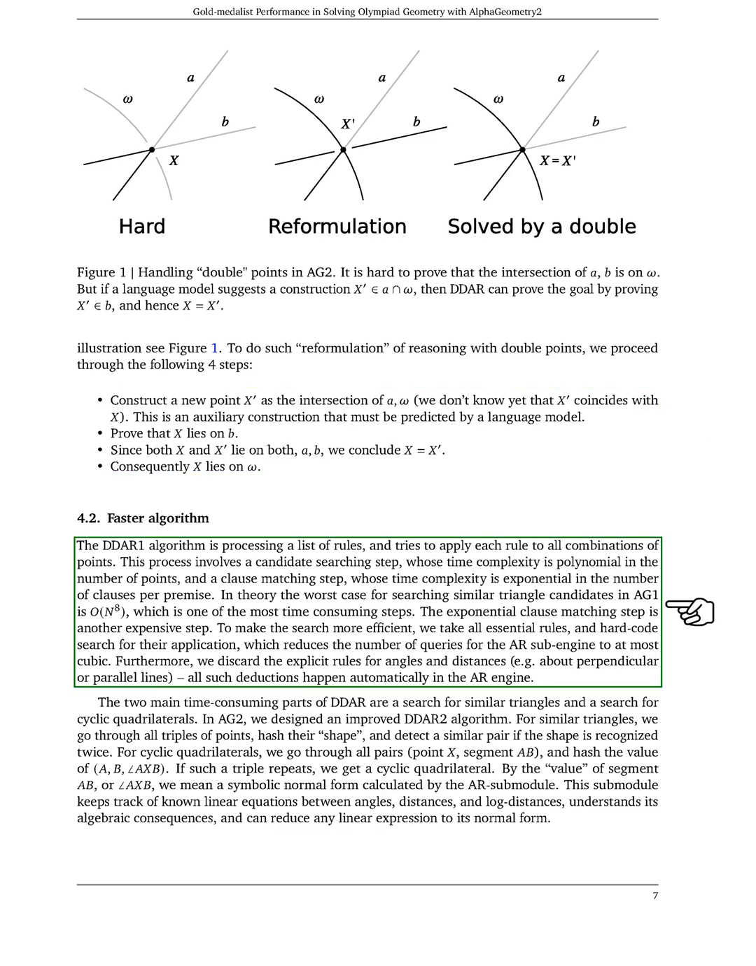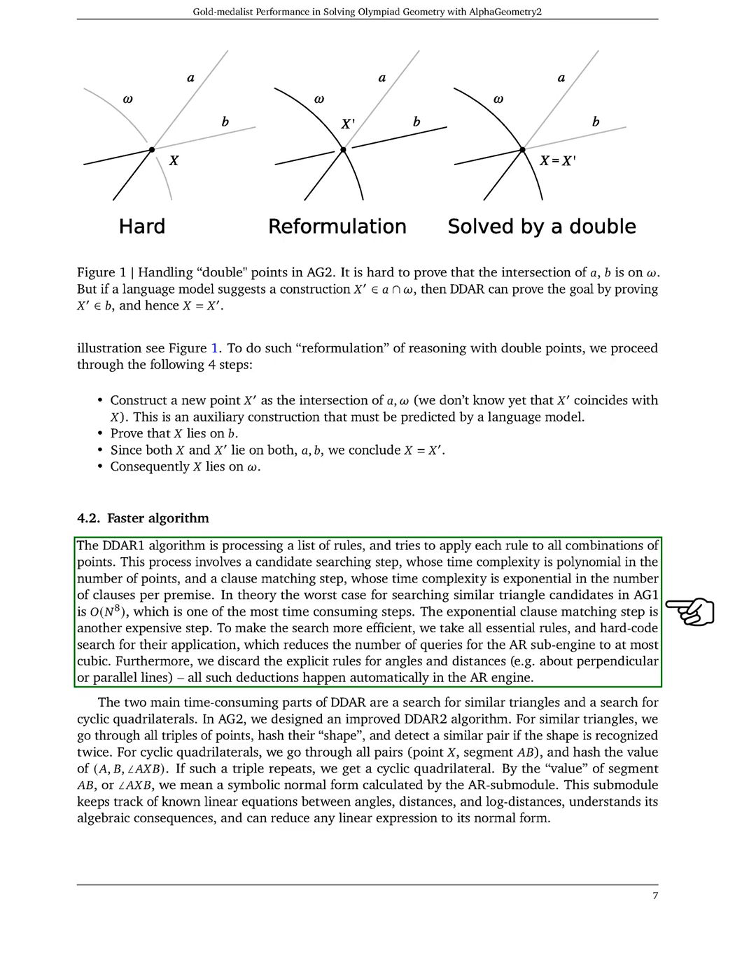Regarding efficiency, the DDAR1 algorithm processes a list of rules and applies them to all point combinations. This involves a candidate search step, which is polynomial in the number of points, and a clause matching step, which is exponential in the number of clauses. The worst-case scenario for searching similar triangles can be very time-consuming. To improve efficiency, we hard-code essential rules, reducing the number of queries significantly. We also eliminate explicit rules for angles and distances, allowing the AR engine to handle those automatically.